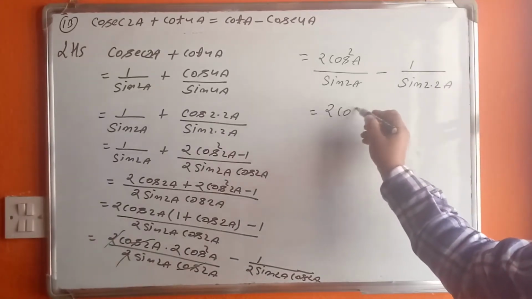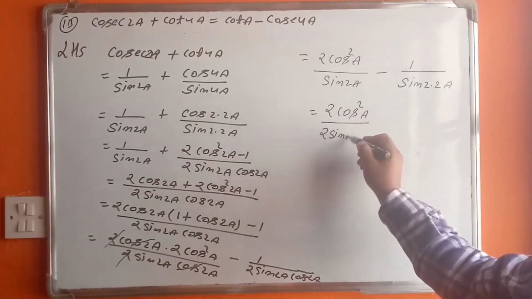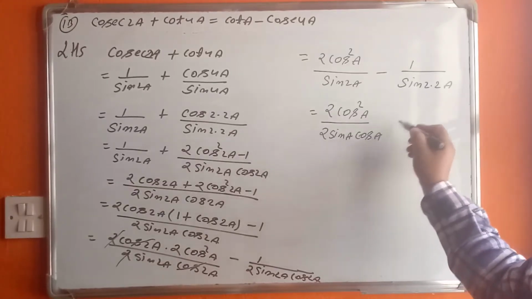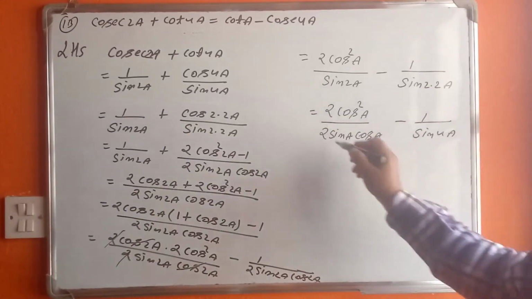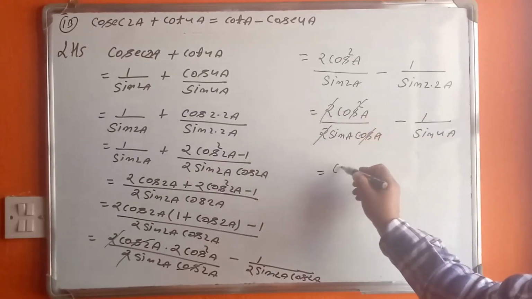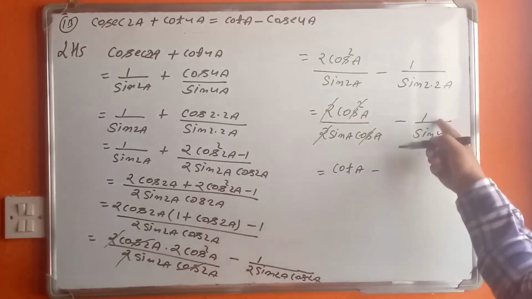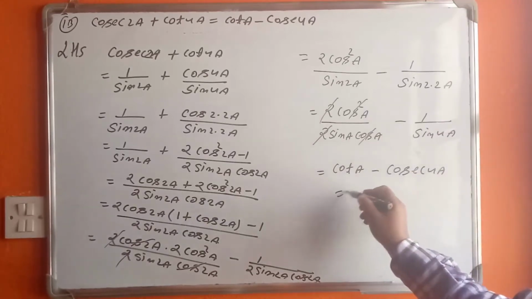Now going to get the answer. The sin 2a formula is 2 sin a cos a. This is sin 2 into 2a, means sin 4a. Now last step: 2 to cancel, square cancelled. Cos by sin means cot a. 1 by sin 4a means cosec 4a. This is the right hand side. Proved.